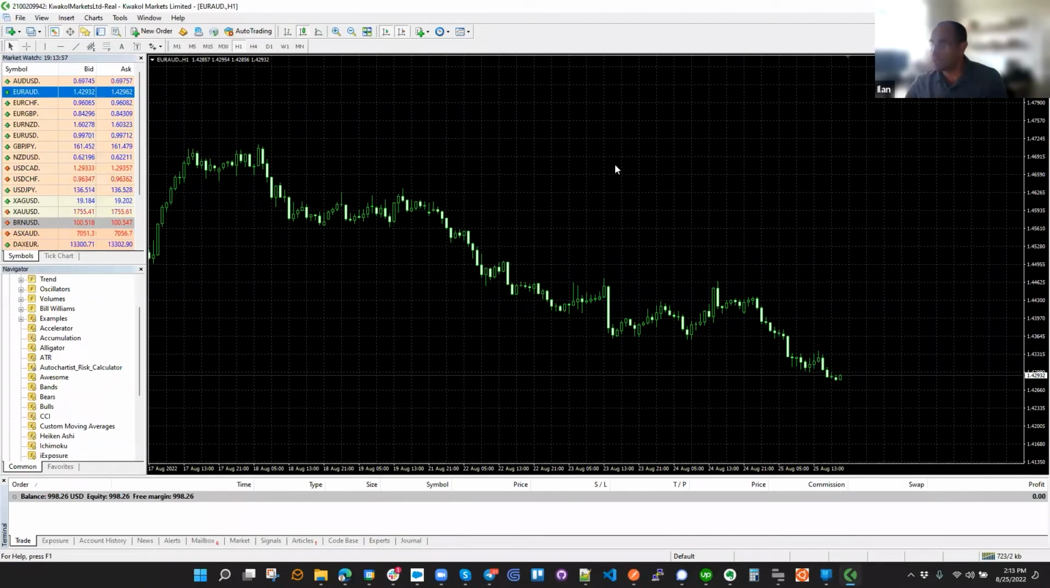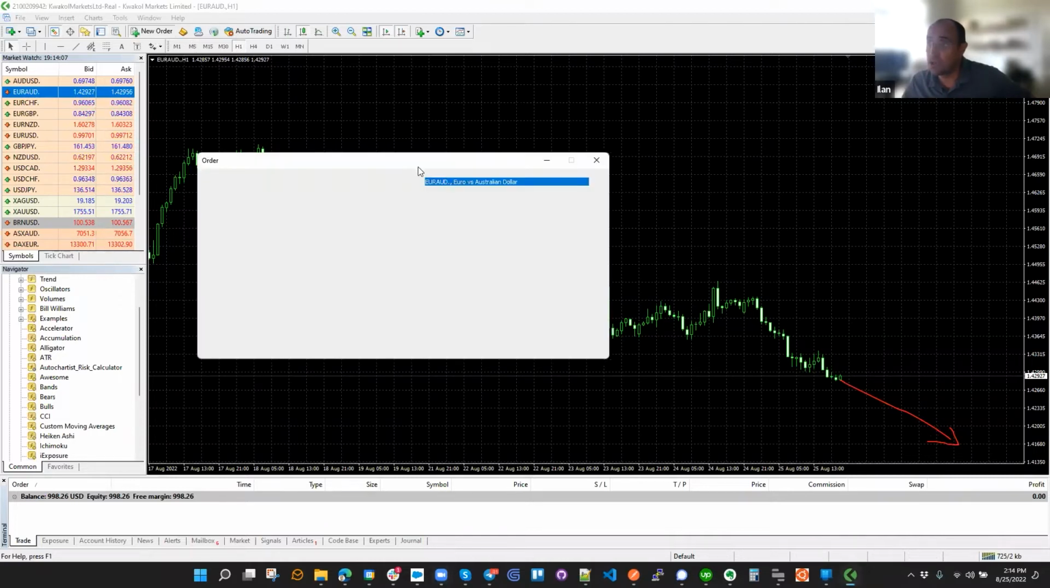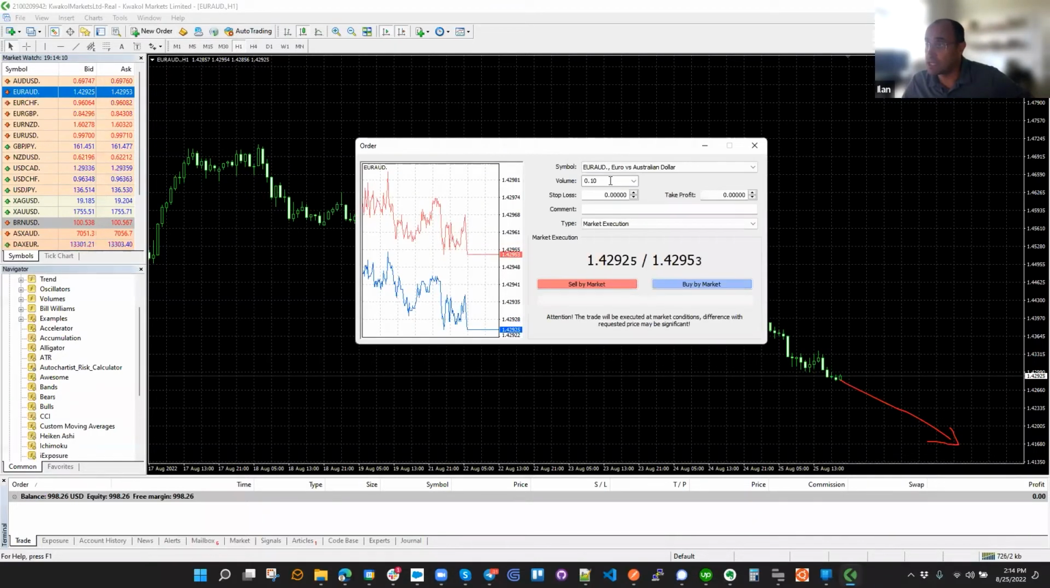Okay, so let's just say Euro AUD is heading down. I'm just going to take a wild guess. And now I want to set a position. So I want to set a new order. I would set my position size of 0.1. God knows where I have to set the stop loss, and then I have to sell at market. And then again, I don't know how much money I've risked. Okay, so this is really, really bad.